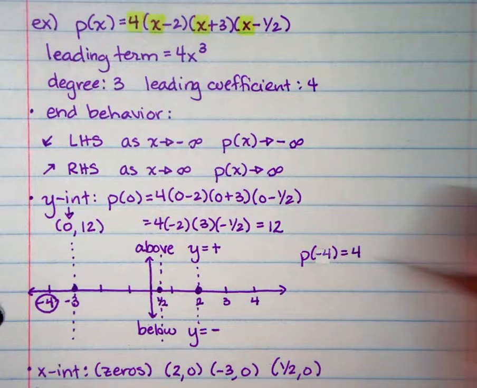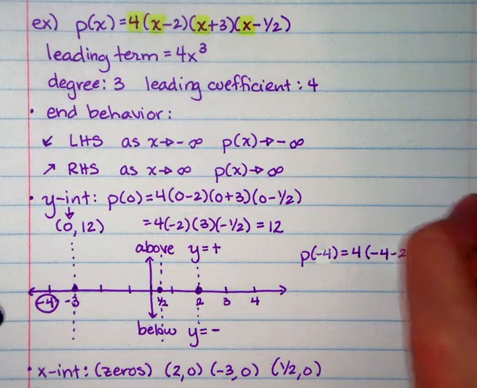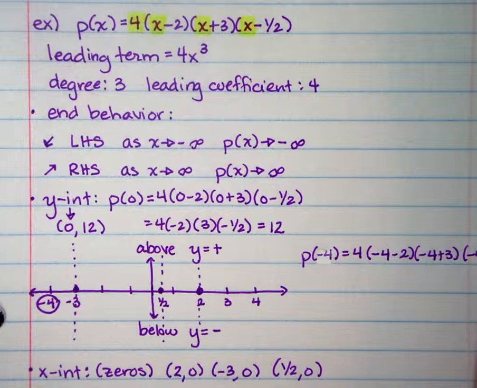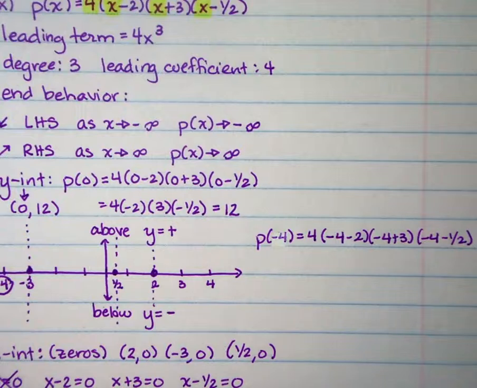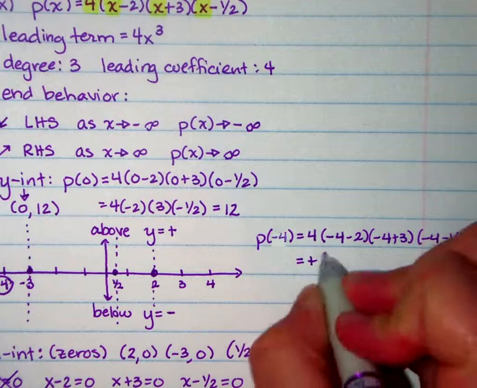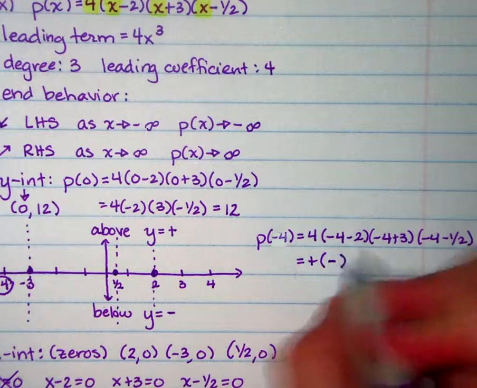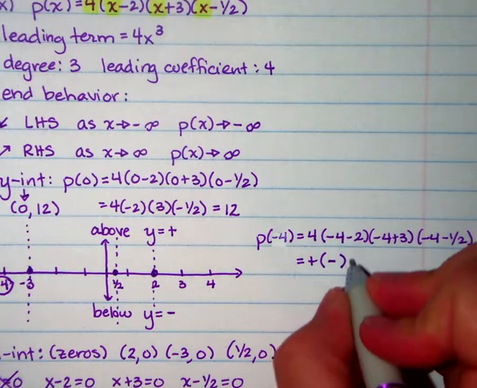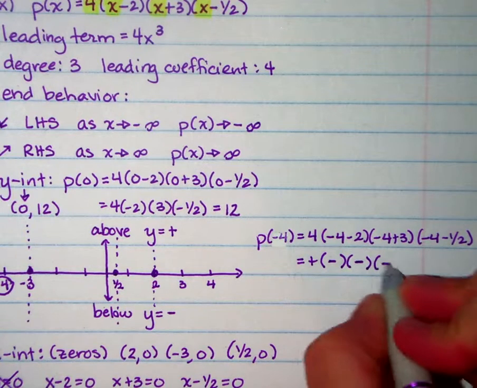So the number 4 on the outside I need to use, which is positive. And what I'm going to do is plug in negative 4, just like I did when I was plugging in 0 to find the y-intercept, to figure out what is happening with this graph. Now, like I said, I just need to know the sign. So the value of 4 is positive, times minus 4 minus 2, the value inside that binomial is negative. It's negative 6, but I don't really need the number, I just need the sign. Minus 4 plus 3 is also negative, and minus 4 minus a half is negative.